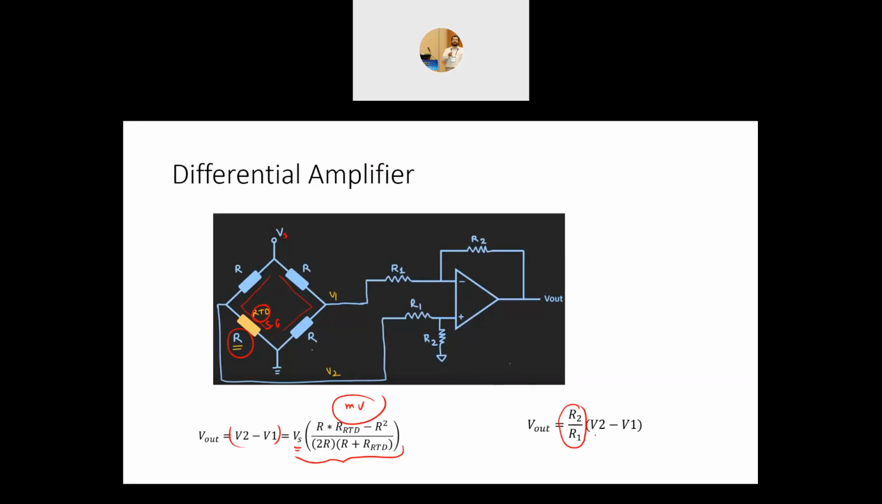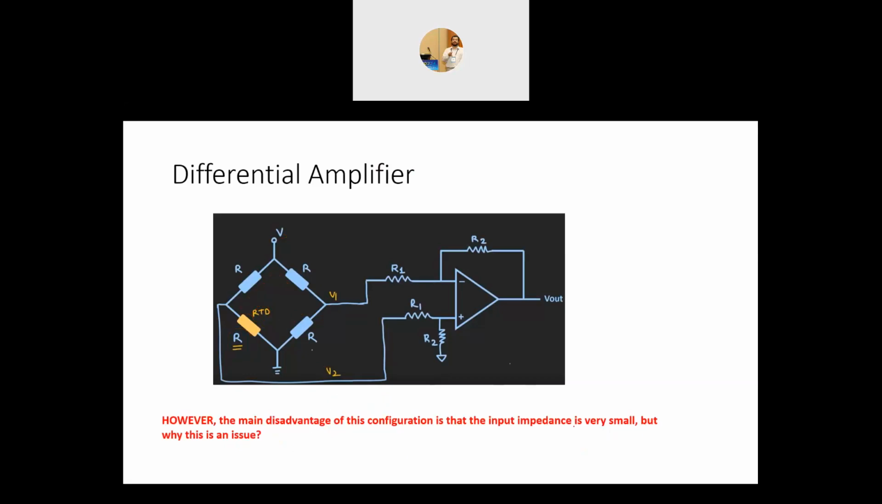It has another advantage. Since we are subtracting V1 from V2, especially in instrumentation, sometimes we have noise superimposed on those wires. When we subtract these two inputs, we get rid of the noise. So this is another important usage of the differential amplifier. Now, the differential amplifier, although it has a problem, and the problem is that its input impedance is very small. So that is the input impedance.